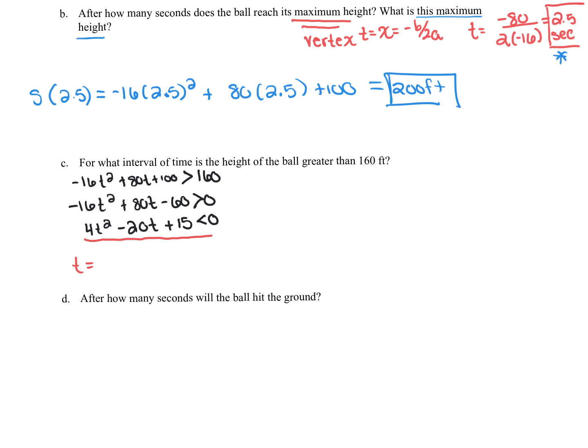So t equals the opposite of b, so 20 plus or minus the square root of b squared, so negative 20 squared minus 4 times a, which is 4, times c, which is 15, all over 2 times a, which is going to be 2 times 4, which is 8.